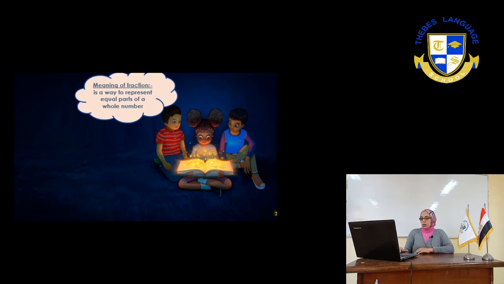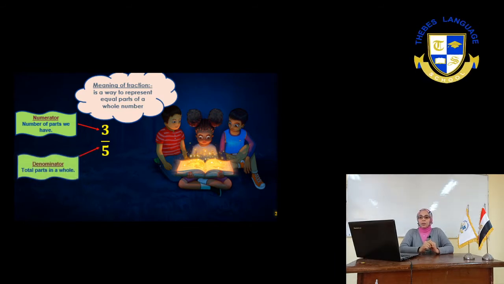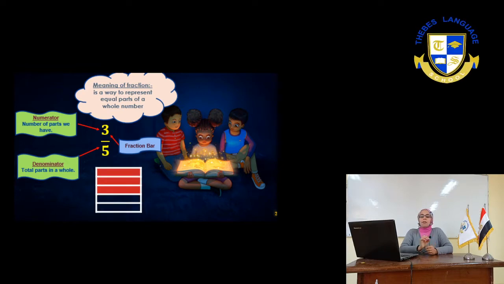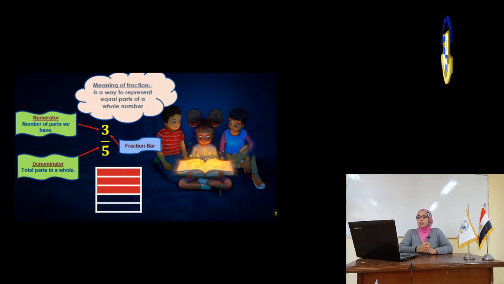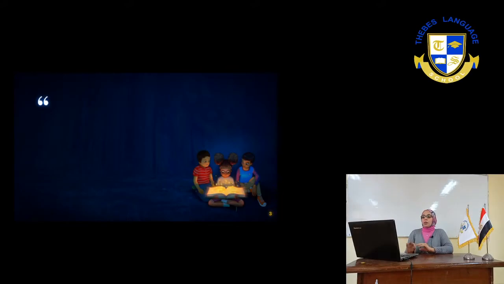Now, if we have 3 over 5, 3 we call the numerator. And the numerator is the number of parts which we have. Okay? 5 is the denominator. And the denominator is the total parts. And between them, we must draw a fraction bar. It's a line between 3 and 5. Okay? So, if we want to represent it in a figure, we have 5 parts in all, which is the denominator, and we will color 3 parts only. Okay? Next slide.